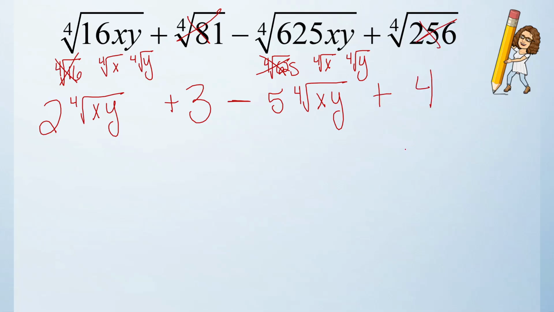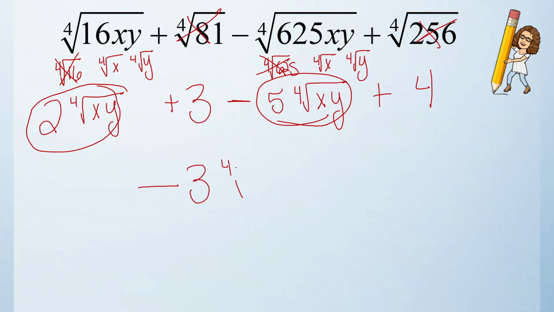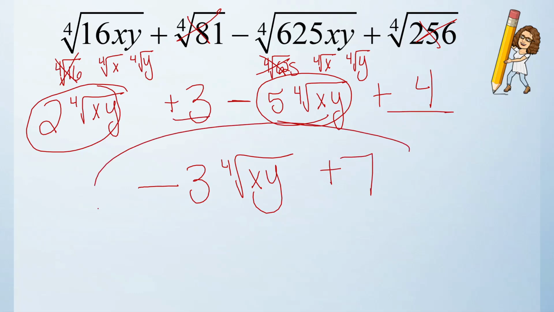Now, let's combine our like terms. I have 2 4th roots of xy minus 5 4th roots of xy, which means I have -3 4th roots of xy. And then I have a +3 and a +4. So I got +7. That could be written back and forth. So you could write 7 minus 3 times the 4th root of xy. Doesn't really matter. However you want to write that.